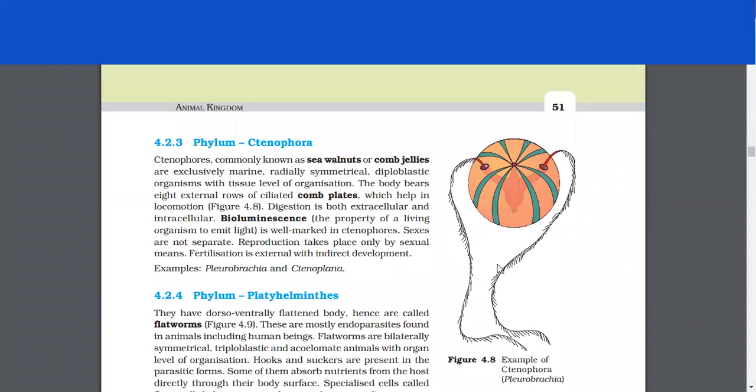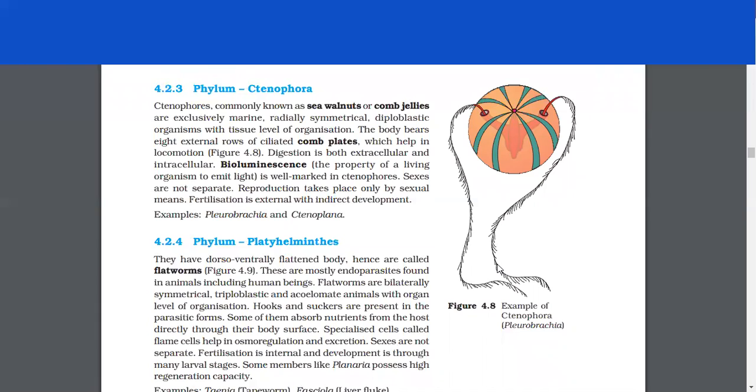Phylum Ctenophora. Ctenophores, commonly known as sea walnuts or comb jellies, are exclusively marine, radially symmetrical, diploblastic organisms with tissue level of organization. The body bears 8 external rows of ciliated comb plates which help in locomotion. Digestion is both extracellular and intracellular. Bioluminescence, which is the property of a living organism to emit light, is well marked in these. Sexes are not separate. Reproduction takes place only by sexual means. Fertilization is external with indirect development. For example, Pleurobrachia and Ctenoplana.